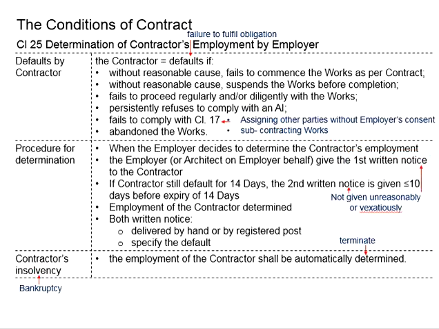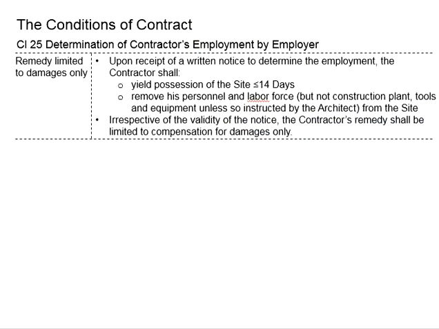Remember that previously we mentioned the notice regarding the determination of the contractor's employment. It shall not be given unreasonably. If the notice is given unreasonably, it will not be valid. However, based on this clause here, once the contractor receives the written notice to determine the employment, it applies irrespective of the validity of the notice. The validity of the notice shall be settled later. Regardless of whether the notice is valid, the contractor's remedy is limited to compensation for the damage only.